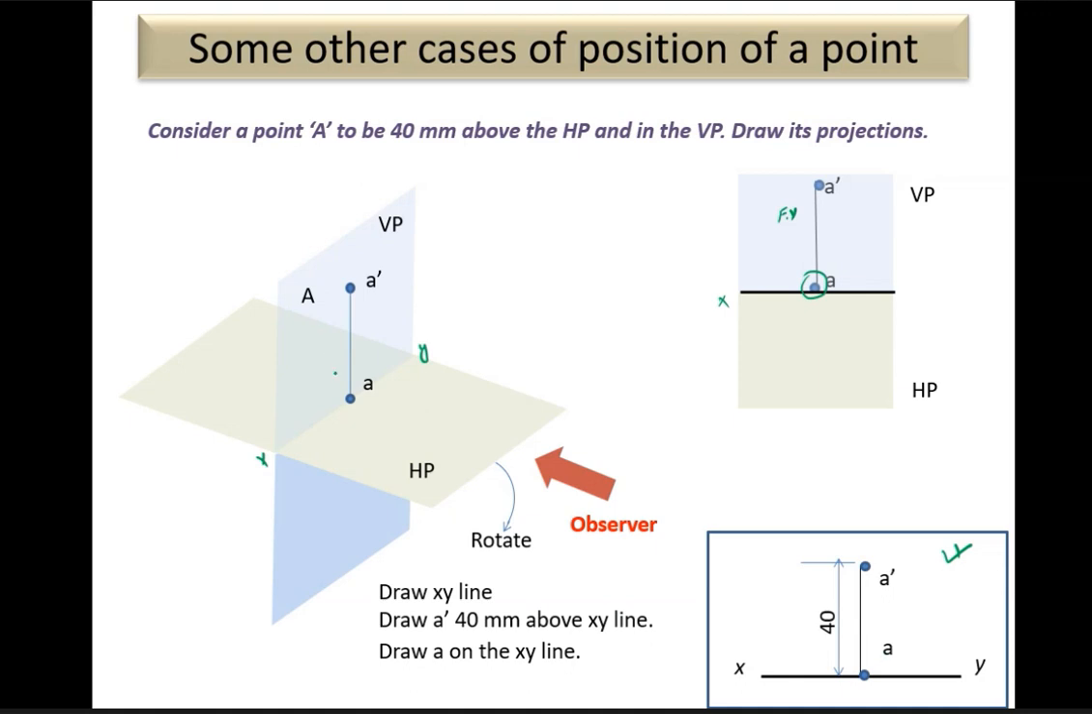Whether you draw it in the first quadrant or second quadrant, you'll get the same thing. Since the point lies on VP, you cannot judge whether it is in the first or second quadrant, but it is easier to draw in the first quadrant. You'll get the same thing. Fine.